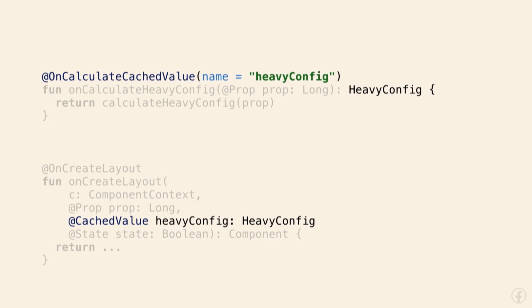It is basically equal to the name of the parameter. And the parameter itself should be marked as CachedValue, not State, not Prop, but CachedValue. You also don't pass this from the outside. It is managed inside the component.